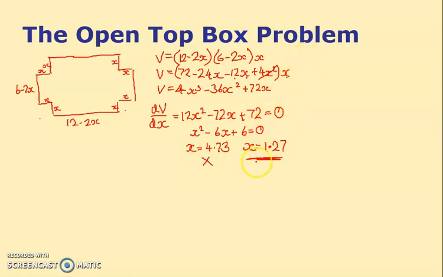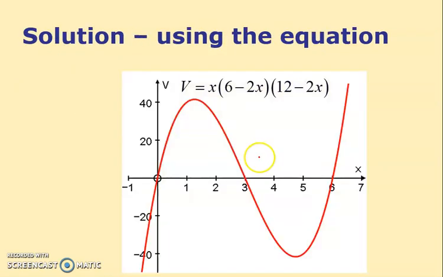It said find the maximum. There was only one, so I think that's it. So let's have a look at my answer. This was the posh version. Oh, there's the graph. All right, yes, there's the minimum. That's my 4.73. 1.27, you can see it's about there. That seems to work, and it seems to give me a volume around 40ish.